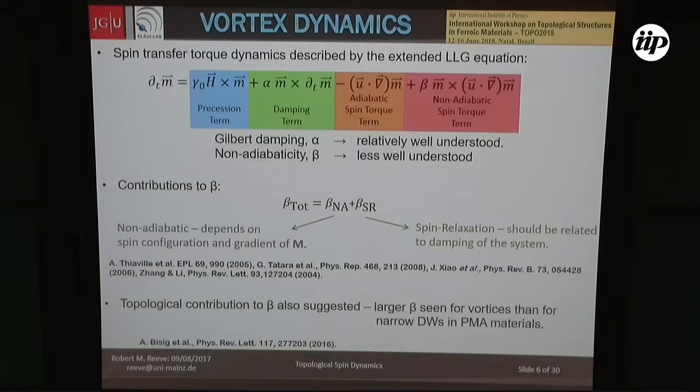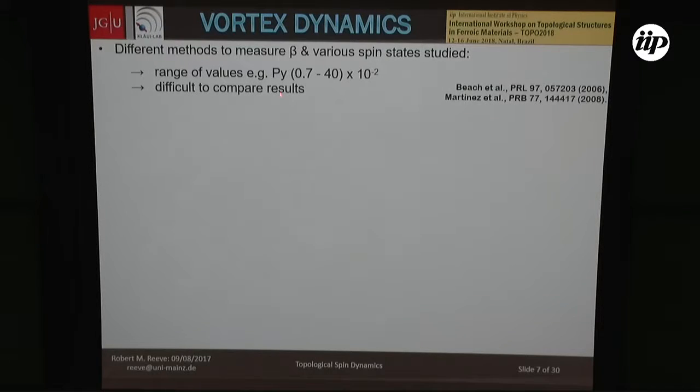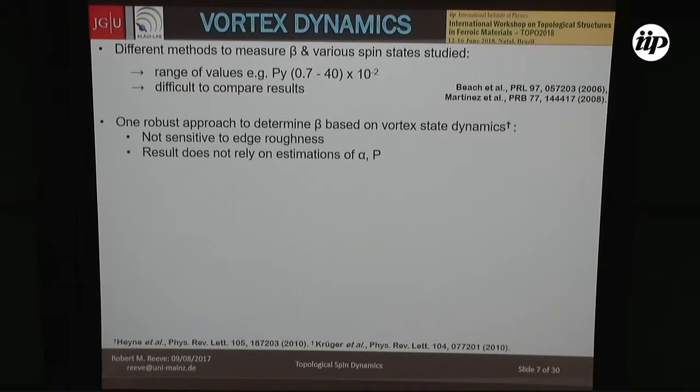Now, one problem with understanding beta in particular is that there are lots of different methods in the literature used to measure it and lots of different spin states that are studied. So for example, even just for permalloy, the range of values spans quite a large range, and it's difficult to compare results based on different methods. But one approach which is relatively robust to measure beta is based on vortex state dynamics. And in particular, it has advantages over certain techniques based on domain walls because it's not sensitive to edge roughness, which often pins domain walls and can lead to difficulties in interpreting some of the other results.